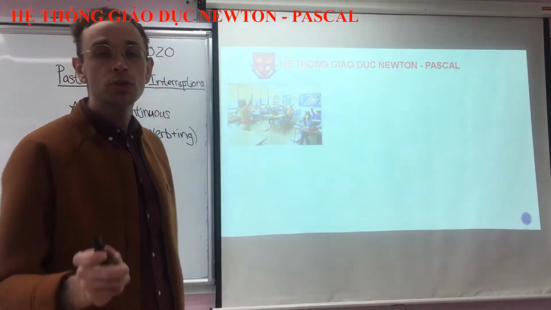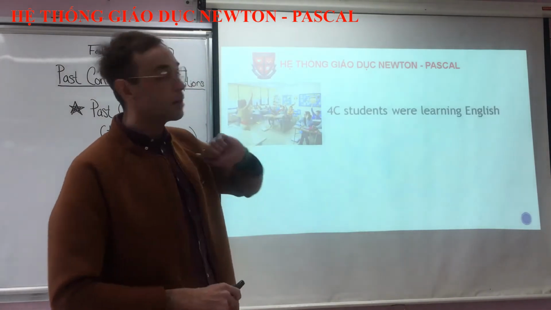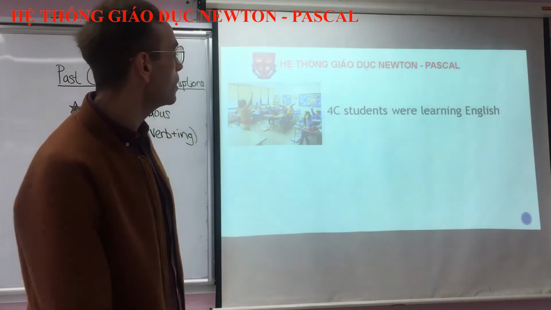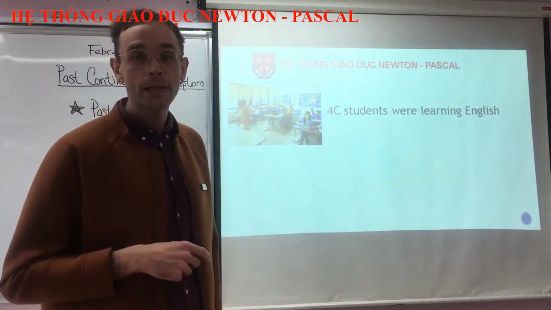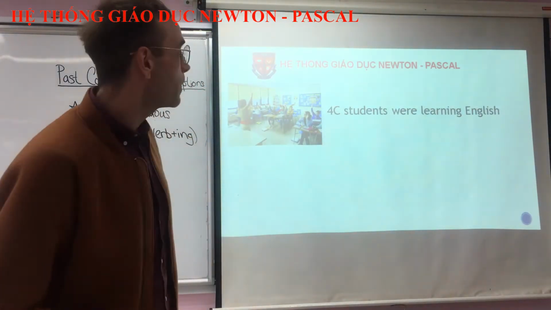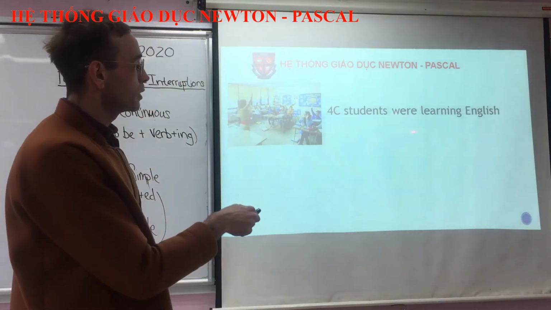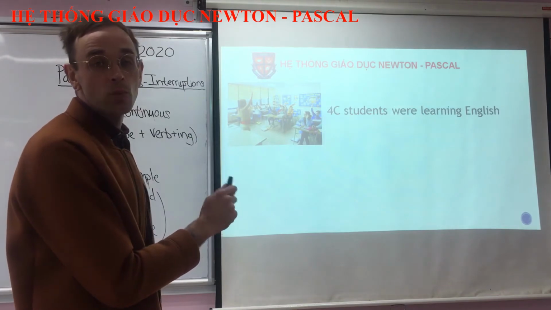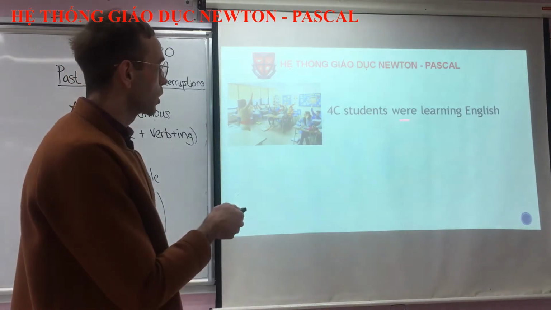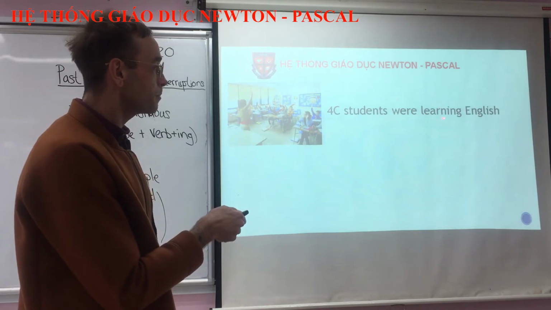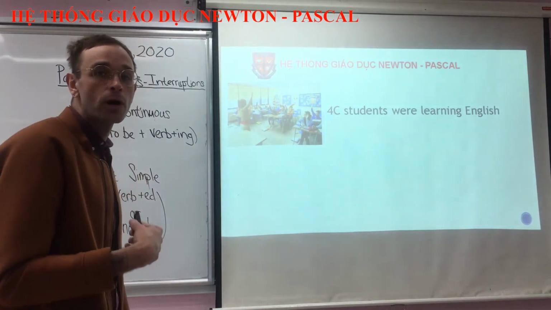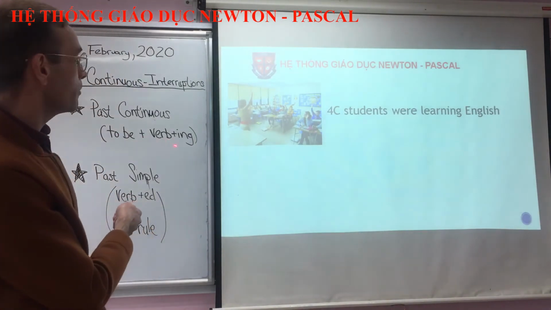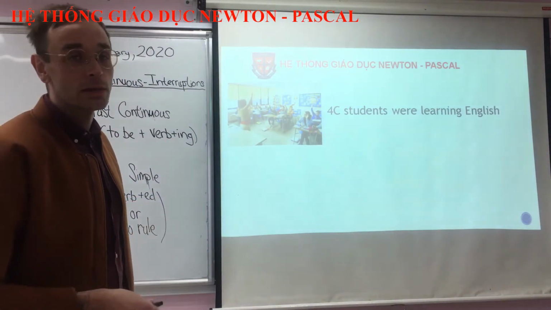Here we have some students. We have the students of 4C. What were the students of 4C doing? Well, they were learning English. So, do we have our past tense verb to be? We sure do. Remember, students is plural, so we cannot say was, we must say were. Our verb is learn, so our past continuous form for learn is was learn plus ing, was learning.